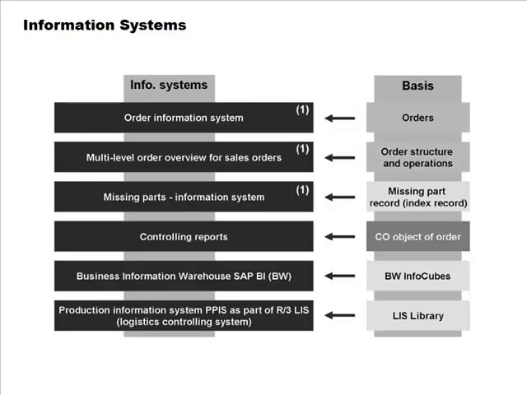And then we saw earlier in one of the slides that this posts information to the business warehouse. So using the business warehouse, you can generate all kinds of reports. We'll be seeing that. And then production information system is part of the logistics information system. In fact, when we saw the slide for logistics information system, this was not shown. PPIS, I'm not sure if it was shown, but it is part of the overall logistics information system. So that's the aspect of production that we'll be covering in this course.